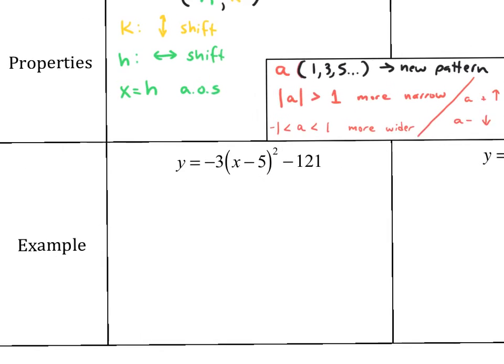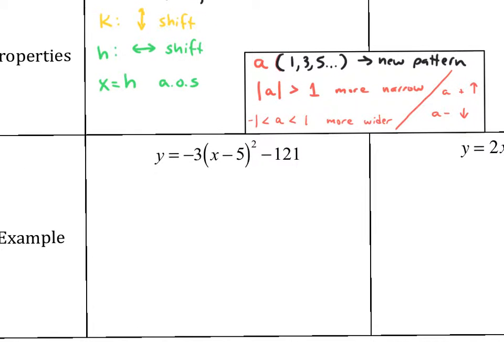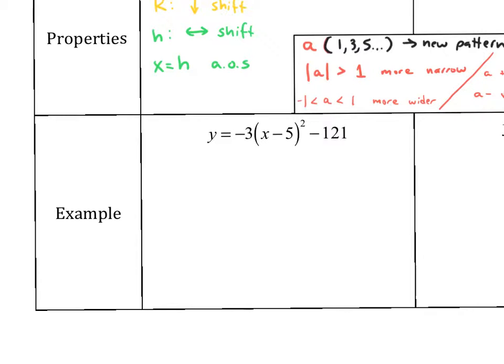So let's just finish up with the example right here. Good, that's good. Negative, not close. +5 and -121.